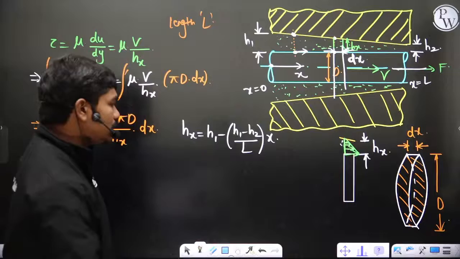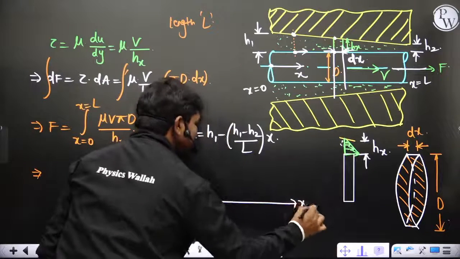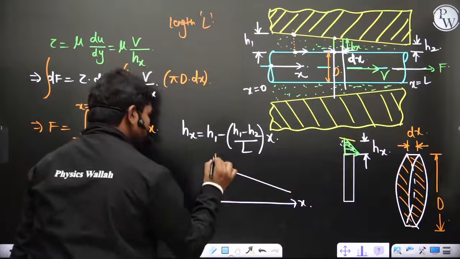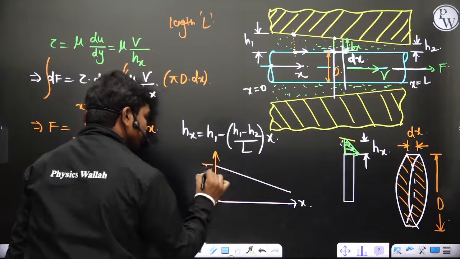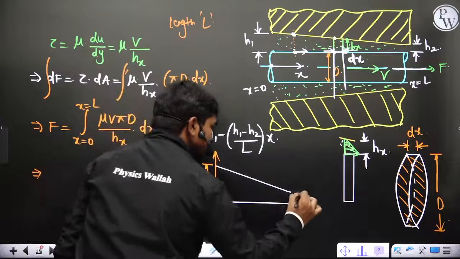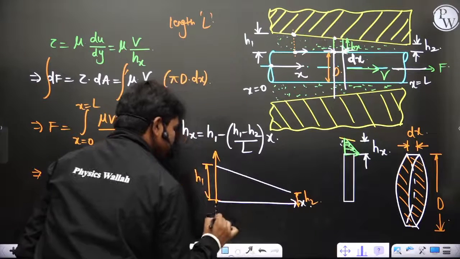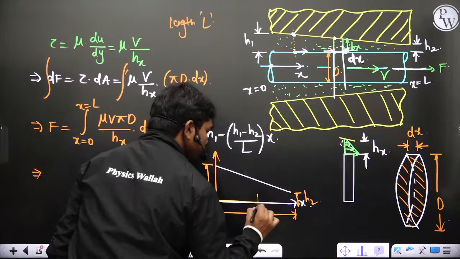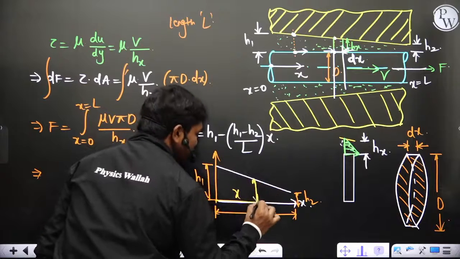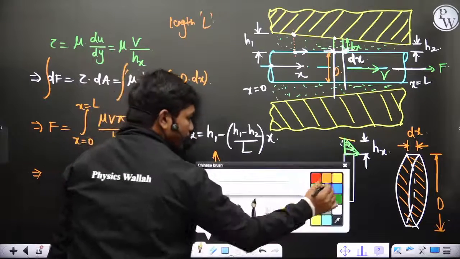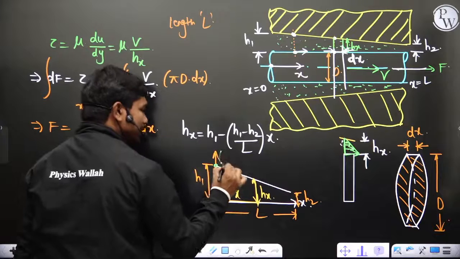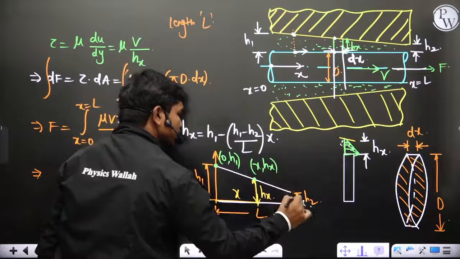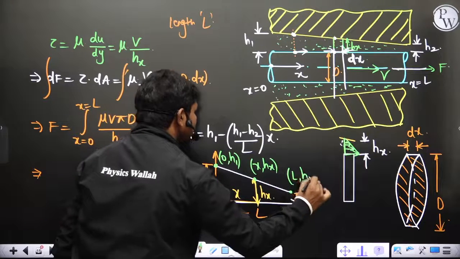It's very easily understood. Let us suppose this is the x axis, you have a line like this. Let us suppose this is the y axis and this height is h1, this height is h2, this length is L, and at some distance x you take this height as hx. Now if I plot these coordinates, this coordinate is 0 comma h1, this coordinate is x comma hx, and this coordinate is L comma h2, correct? Yes or no?